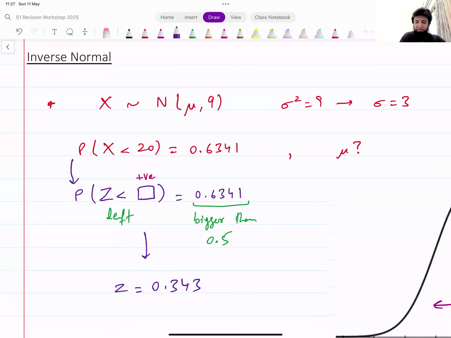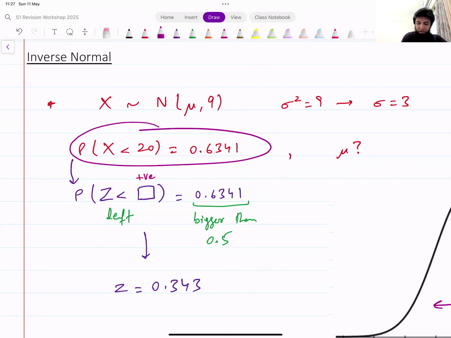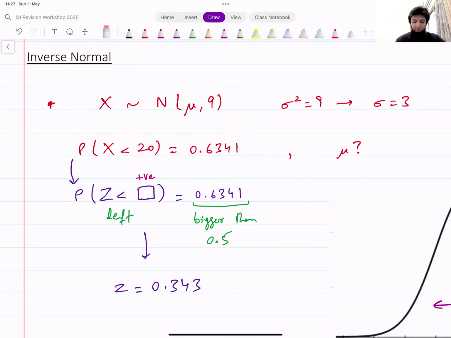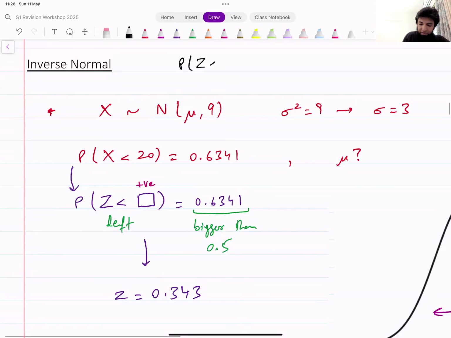We have to find that, and its standard deviation is 3. And we're given that the probability of X is less than 20 is equal to 0.6341. How do you find the value for mean? Remember, the table can only be used for that particular form where probability of Z is less than a positive number. So how do you go about finding this value for mean?